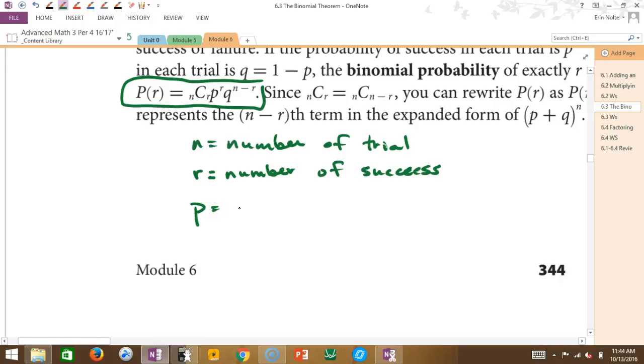Okay. P, any guesses on the P? Probability. Okay, yeah, it's the probability of your success.